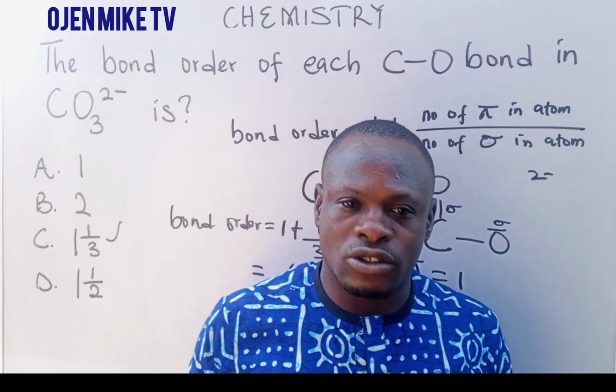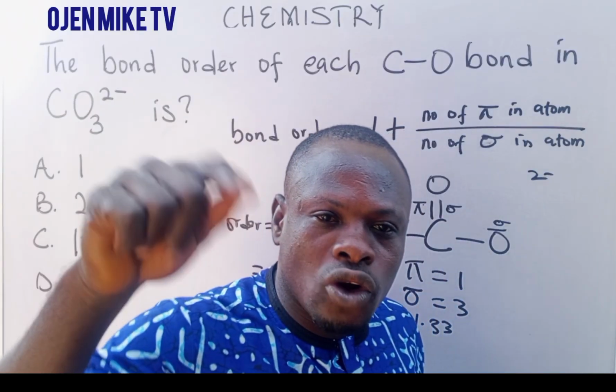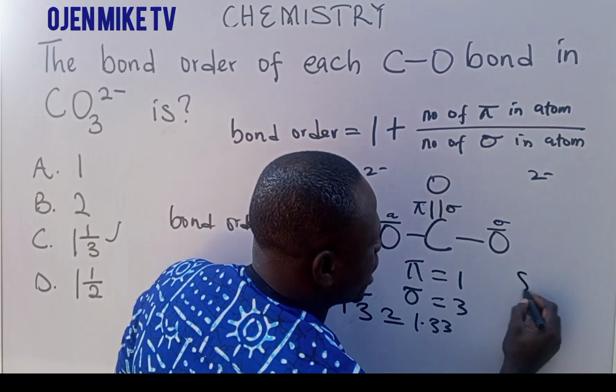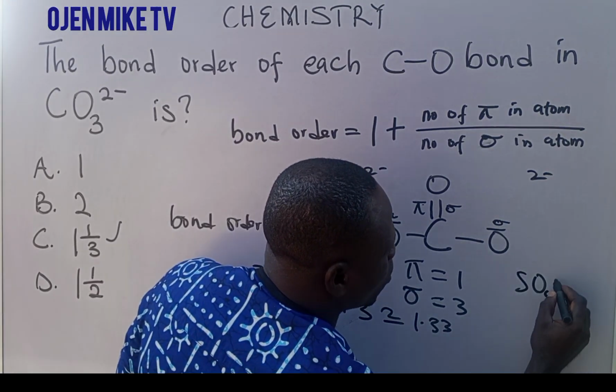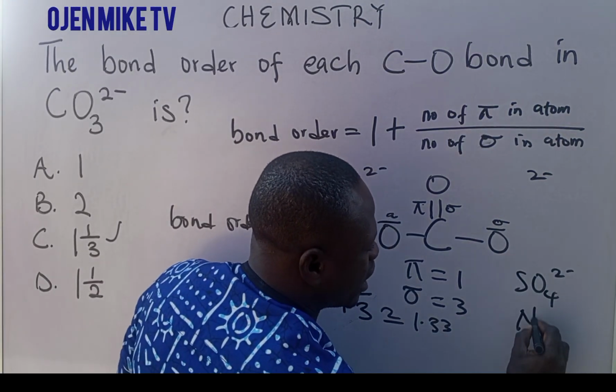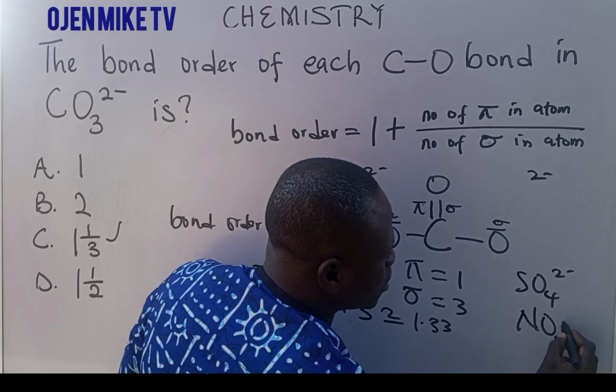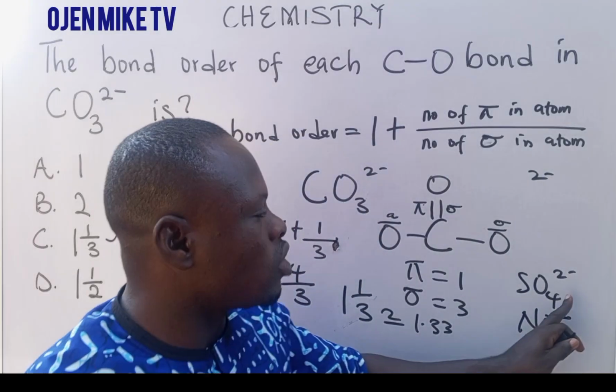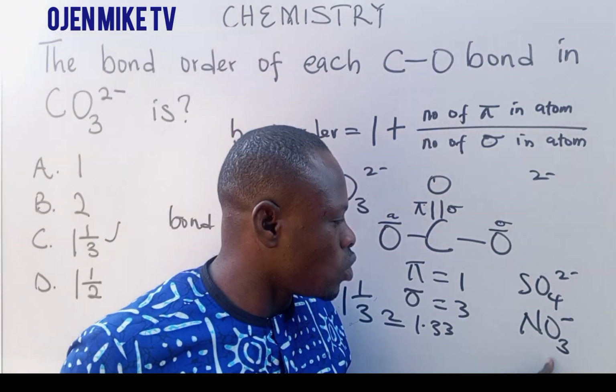If you understood what I just did, now what is the bond order of this one? SO4 2- and NO3-. Find the bond order in this sulfate ion and this nitrate ion.